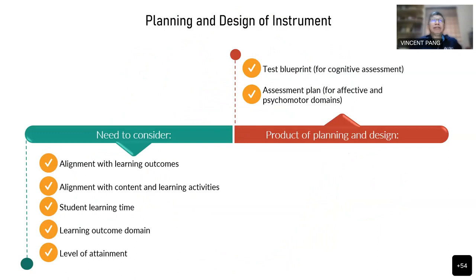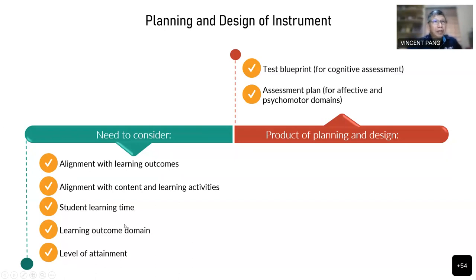So when we plan, the first phase, plan and design, you have to consider these elements. First, make sure that we do alignment with the learning outcomes. We align with the content and also learning activities. Basically, this is constructive alignment. Consider student learning time. With the new way we do Table 4 now, automated, this issue is less now because some of these are computed by worksheets.